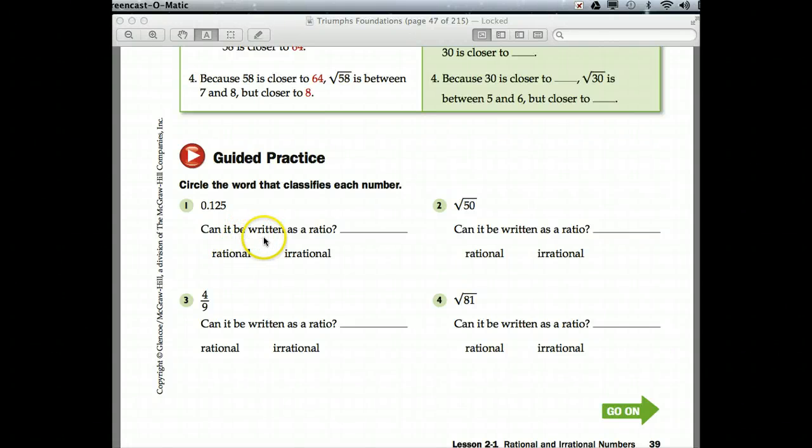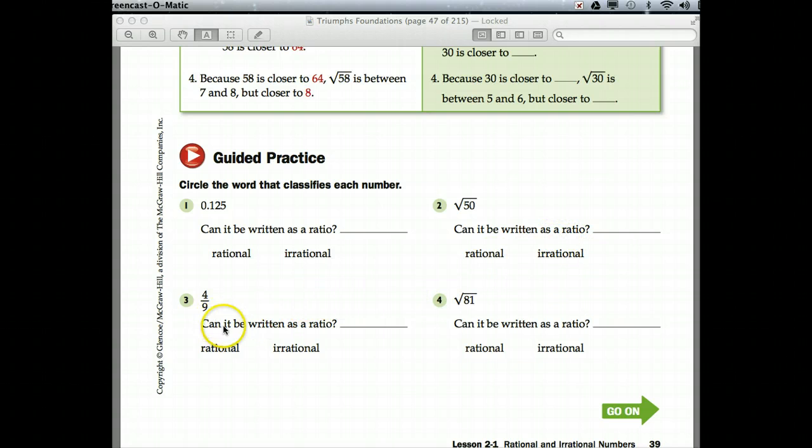Okay, so can this be written as a ratio? Is it rational? Okay, the ratio is 125 over 1,000. So yes, it can, so it's rational. Very good. Square root of 50, can it be written as a ratio? No, it cannot. So it is irrational.